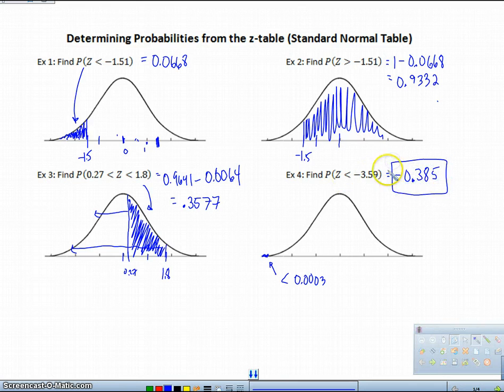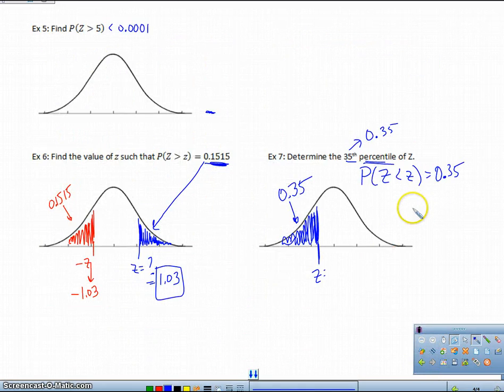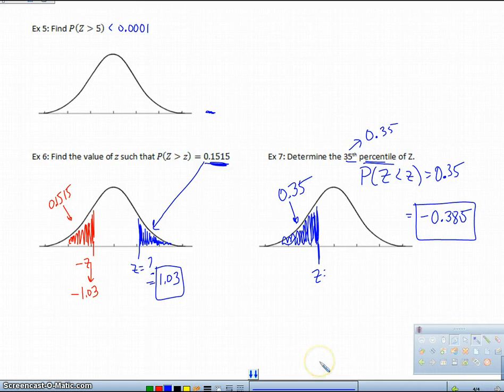That's our z-score for the... oops, it's the wrong problem. What are we doing? Here we go. Negative 0.385 is my answer for this. And there you go, guys. That's using a z-table to find probability percentages.